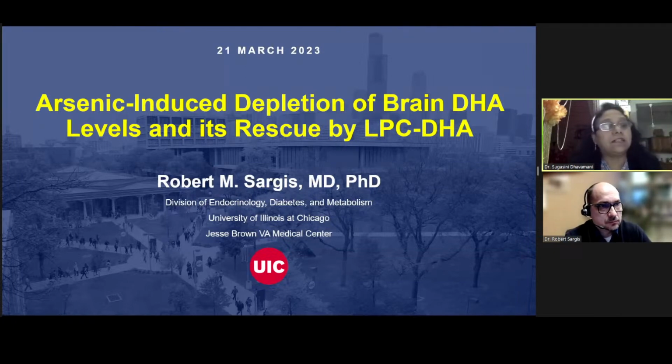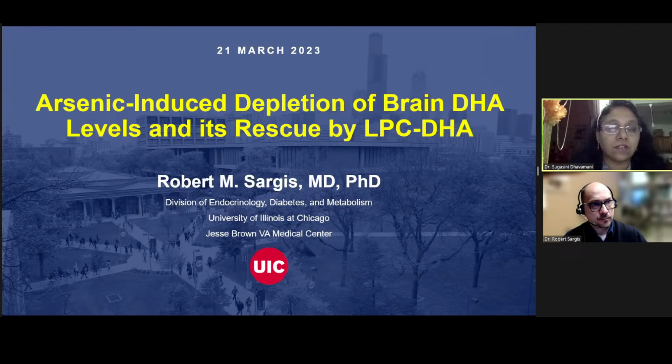Rob was on the faculty at the University of Chicago before being recruited to the University of Illinois at Chicago, where he is now a tenured associate professor in the Division of Endocrinology, Diabetes and Metabolism, as well as the section chief of endocrinology at the Jesse Brown Veteran Affairs Medical Center. In addition to his research, he is examining the impact of endocrine disrupting chemicals on metabolic physiology. Rob has an active clinical practice focused upon caring for patients with diabetes, lipid disorders, and other metabolic diseases.